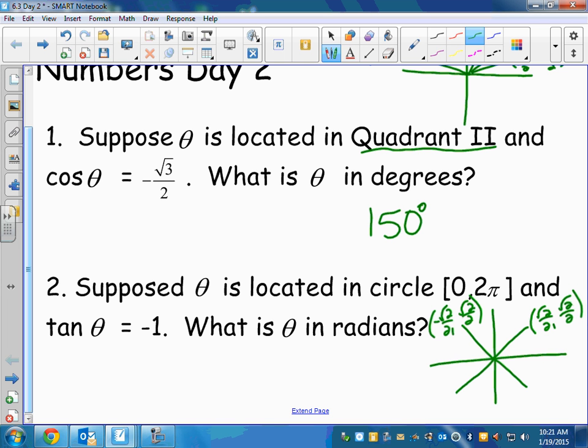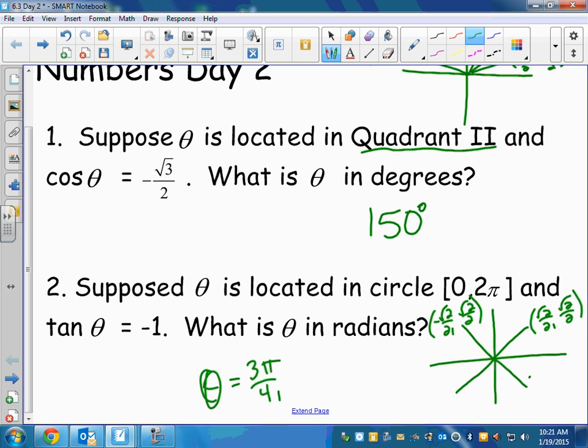Because if I took y over x, they would cancel out to 1, but one's positive and one's negative, which means that would be an answer of 3 pi fourths. Is that the only angle that gives me a tangent of negative 1?